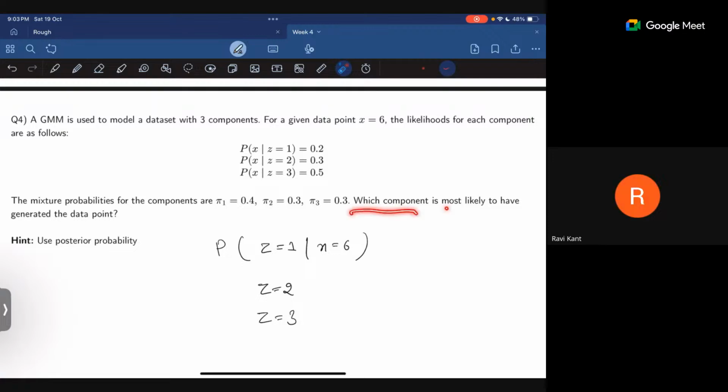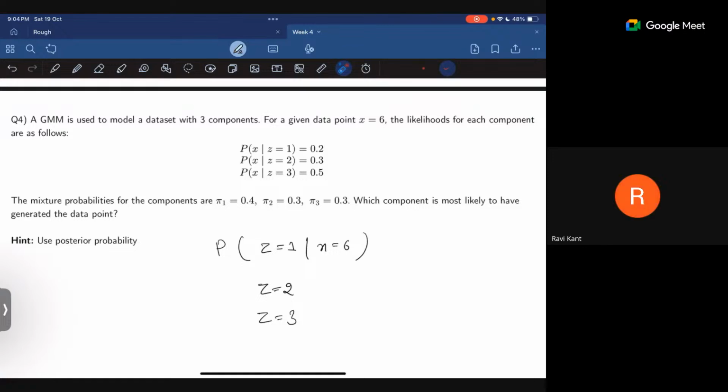Actually, what we have to find here is which component is more likely to have generated this data point. That is, given x equal to 6, what is the probability that it belongs to component 1, component 2, component 3? And whichever has the highest probability, the data point belongs to that component. So you have to calculate probability of z equal to 1 given x equal to 6, probability of z equal to 2 given x equal to 6, and probability of z equal to 3 given x equal to 6. Calculate these three probabilities. Whichever is highest, that component is your answer. Clear?